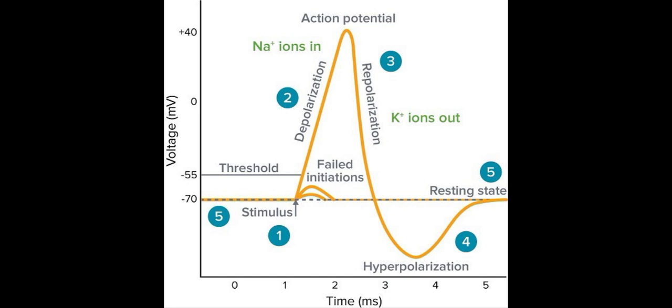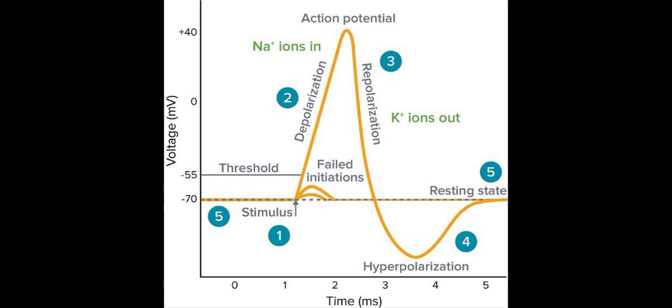And seventh stage is the sodium-potassium pump. Let's discuss the sodium-potassium pump. Following hyperpolarization, the sodium-potassium pump actively transports sodium ions out of the cell and potassium ions back in, restoring the original distribution of ions. The process consumes energy in the form of ATP, but is crucial for returning the neuron to the resting state.